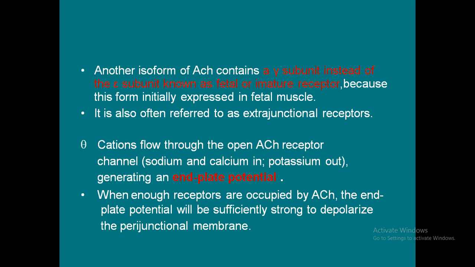Now, coming to the next point, cations flow through the open acetylcholine receptor channel, sodium and calcium in and potassium out, generating an end plate potential. This you should not forget. When enough receptors are occupied by acetylcholine, the end plate potential will be sufficiently strong to depolarize the perijunctional membrane.